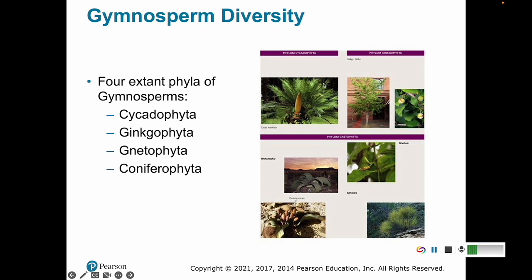Cycadophyta, these are our cycads. Ginkgophyta, these are our ginkgos. I have a couple of ginkgo trees in my yard, and one of them produces fruit, and oh my goodness, that is a pretty gross tree. Gnetophyta, which would be these here, and then Coniferophyta, which are our conifers.